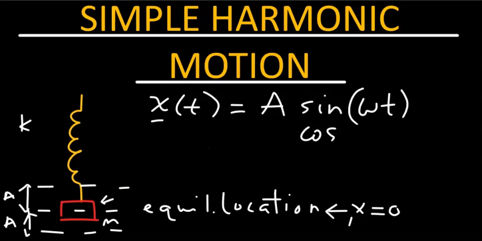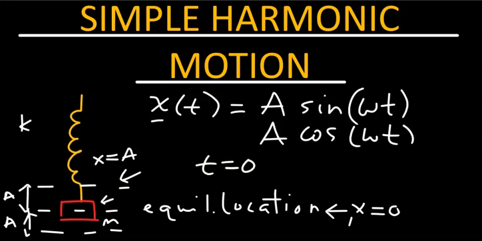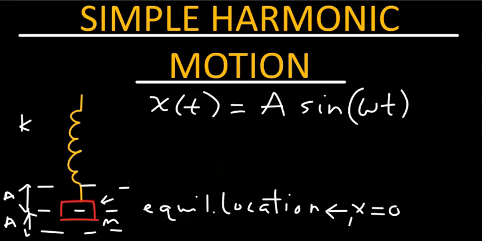On the other hand, if we start timing the oscillation when the block is at x equals A, then we should use the cosine function, and it would read x equals A cosine omega t. Since at t equals 0, x equals A, because at t equals 0, cosine 0 is 1. Let's for the moment stick to this function for x.